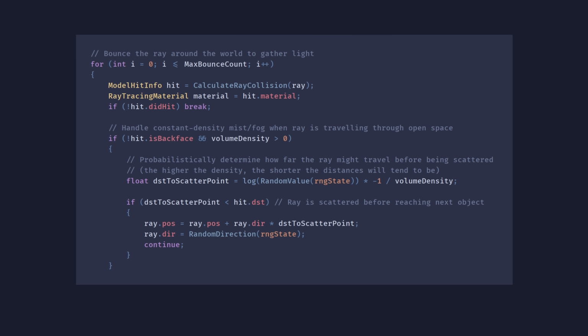Maybe a better approach to try though is simply adding a bit of mist into the scene. For that we just need to define some density value from which we can probabilistically determine how far the current light ray would travel before it runs into one of the tiny water droplets that make up the mist. If that's closer than the object the ray would otherwise have collided with, then we can just update the ray's position to this imaginary droplet and send it scattering off in a random direction.